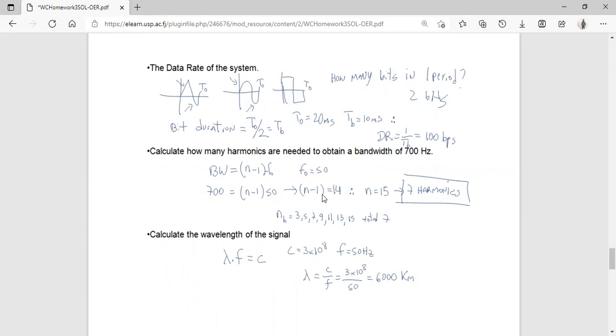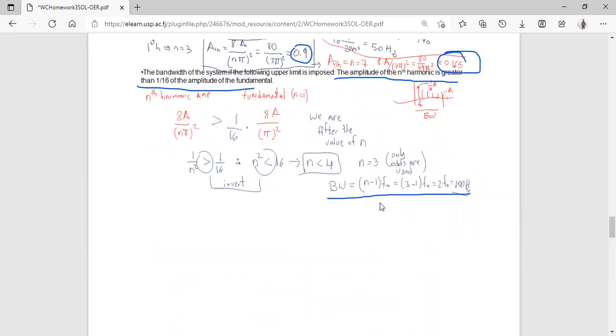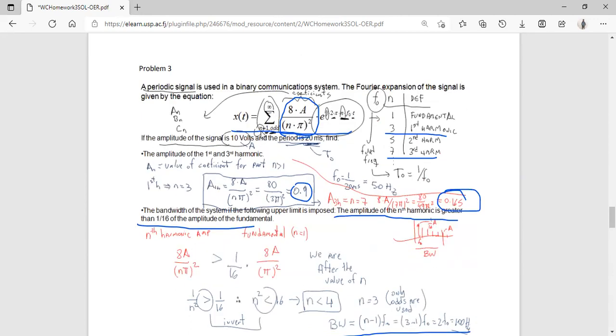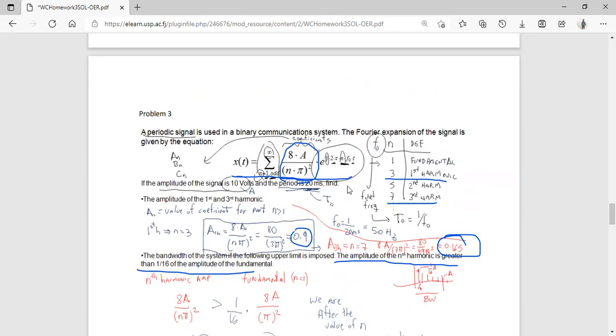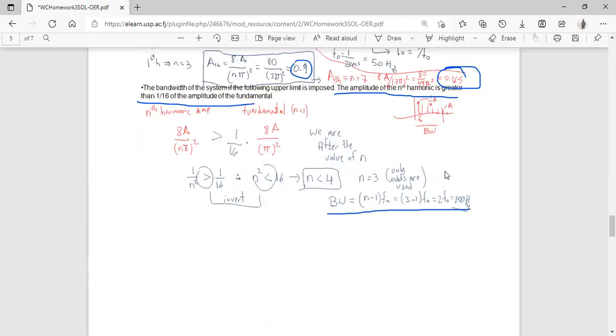n cannot be an even value. It has to be an odd number, isn't it? Based on this particular statement, n is equal to 1 and all odd values. So if you take a smaller value, what will happen? The frequency, this n times f naught value, will decrease, isn't it? So the bandwidth will decrease.